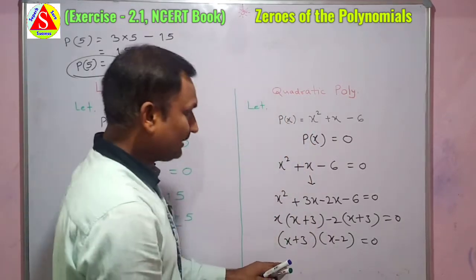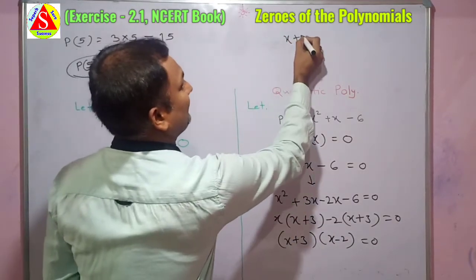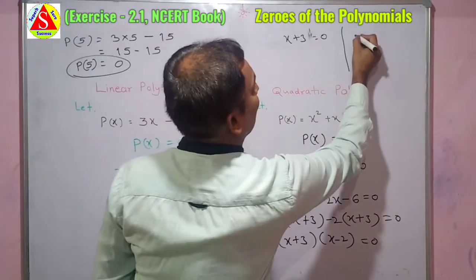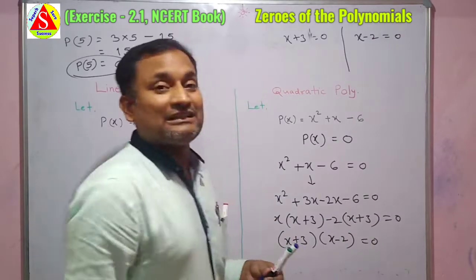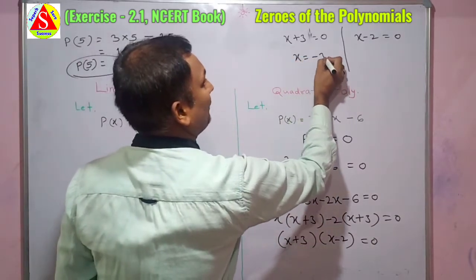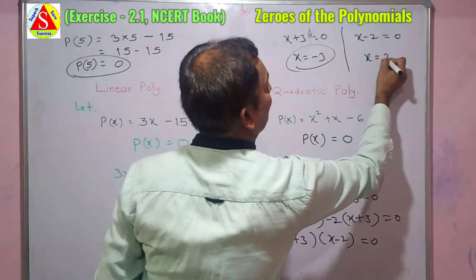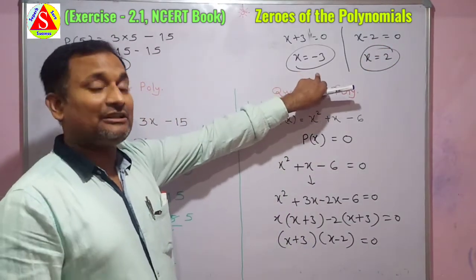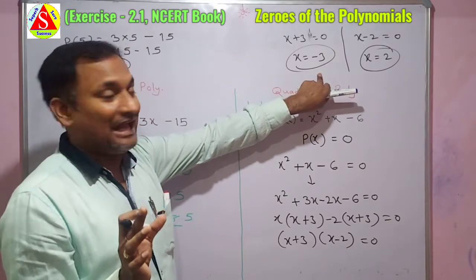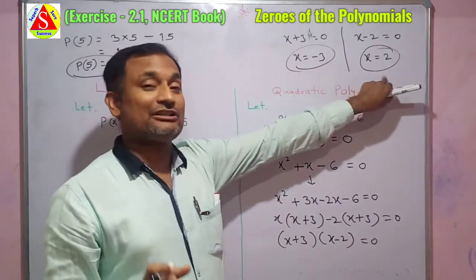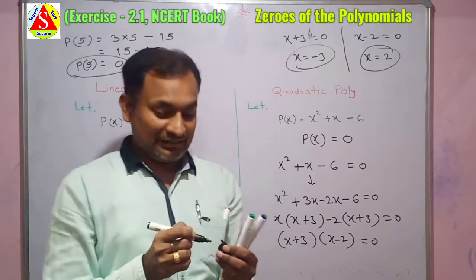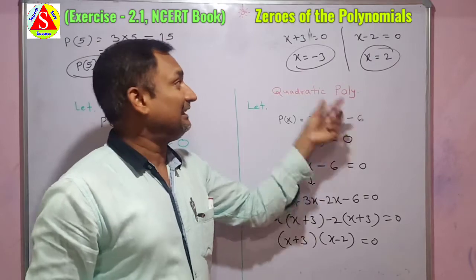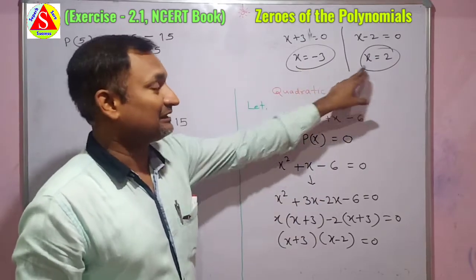Now just equate x plus 3 is equal to 0 as well as x minus 2 is equal to 0. So we will have x is equal to minus 3 and x is equal to 2. So dear students, here we have two values of x: x is equal to minus 3 and x is equal to 2. So the zeros of the given quadratic polynomial are x is equal to minus 3 and x is equal to 2.